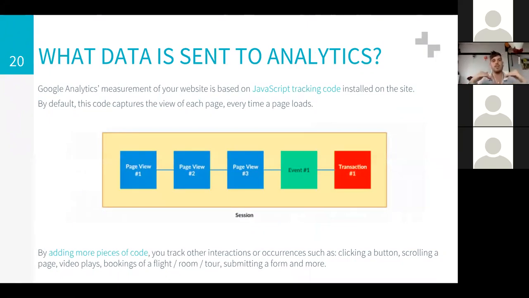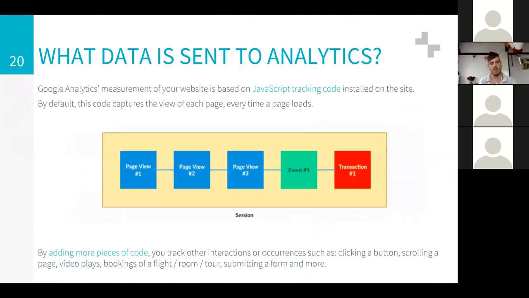So that's the most basic thing that you can have. Every time someone is seeing a page, they will receive page view information. If you want to have a bit more insights on users' interaction, you can add other pieces of code that will give you insights on a particular event. Like each time someone is clicking on the video to play it, well, you get an event sent to Analytics.